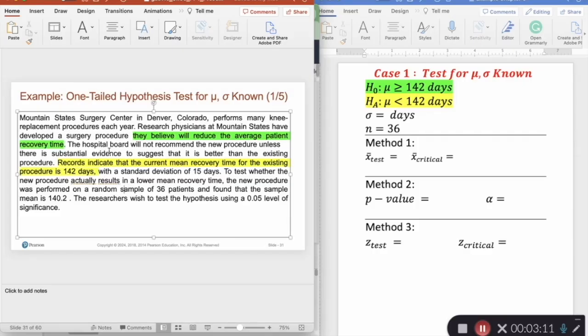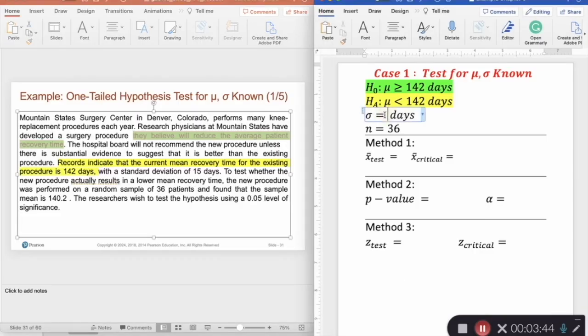Or you can look at it in terms of equal and non-equal signs. The statement that they believe it will reduce the average patient recovery time doesn't contain the equal sign, so this is going to be your alternative hypothesis. Our null hypothesis is that the mean is greater than or equal to the current recovery time. The alternative hypothesis is that the new procedure is going to reduce the recovery time, so the mean is less than the current mean. And the population standard deviation sigma is 15 days.